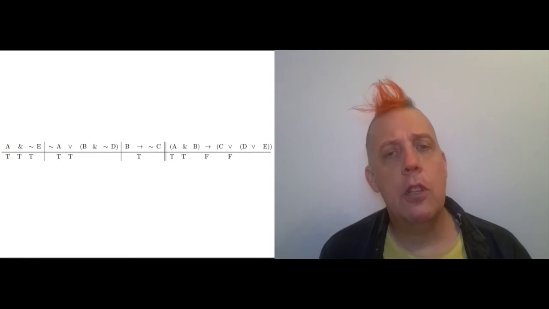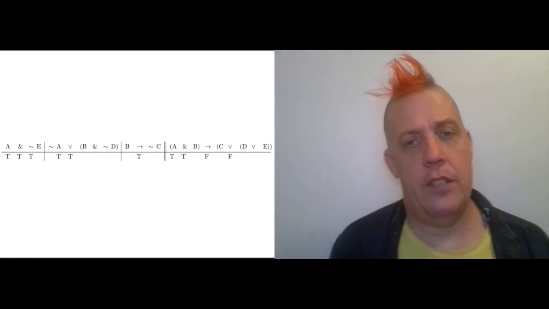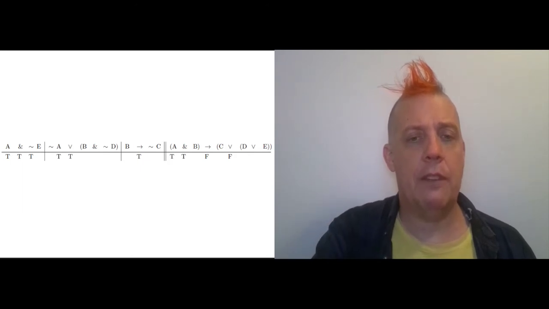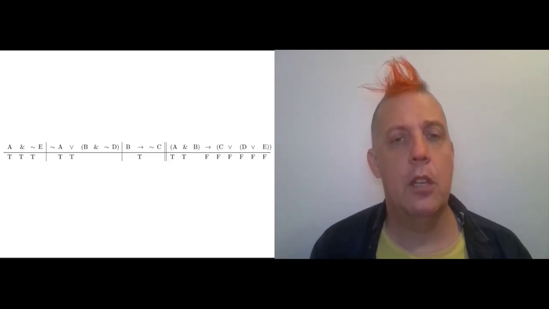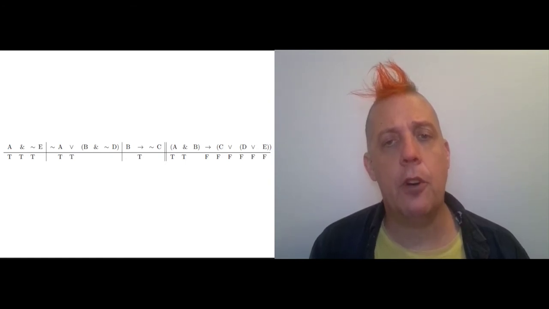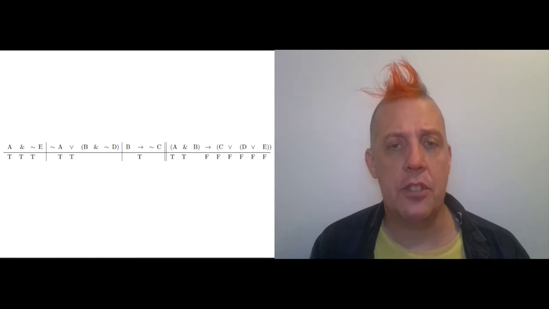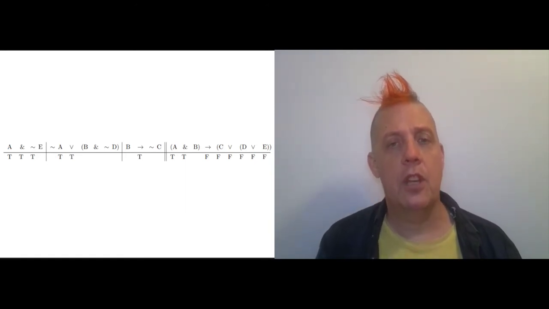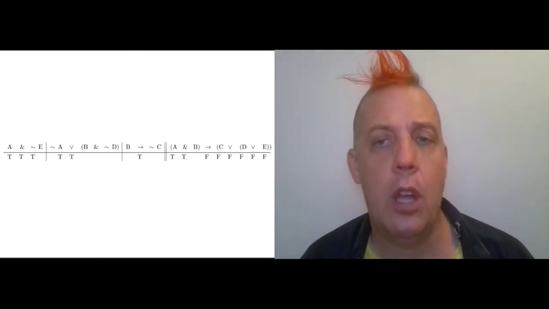Actually, if we look at what's going on in the consequent, the C or D or E, we can see that this gives us plenty of truth values really quickly, because there's only one way for a disjunction to be false, and that's if both sides are false. So we've got two disjunctions here. So the C is false, the D or E is false. And for D or E to be false, D has to be false and E has to be false. So we fill in all of those.